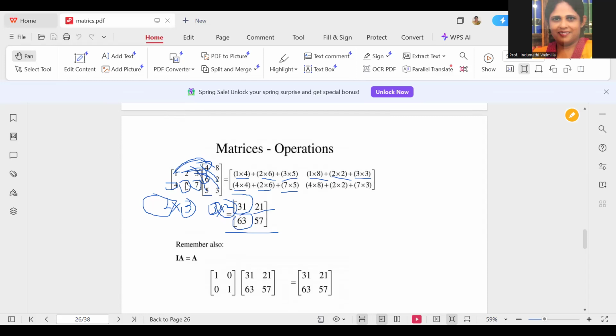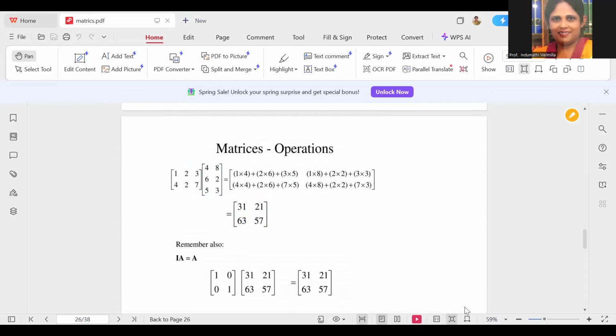Then the final element we get by multiplying this 4 into this 8, and this 2 into this 2, and this 7 into this 3. So 4 into 8, 32; 2 into 2, 4; and 3 into 7, 21. Altogether, you can check it, 57. So this is the final answer after multiplying these given two matrices. Okay, so I think it's okay.